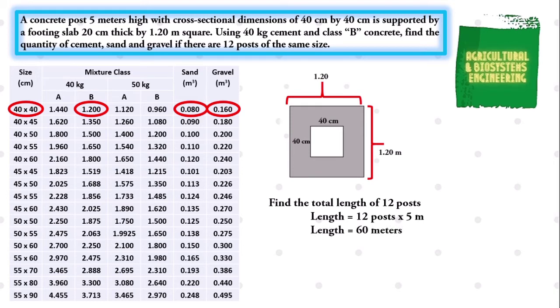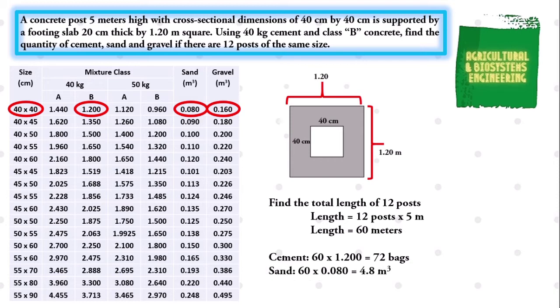After getting the total length, we can now compute for the quantity of the materials. We begin with the cement. We have the total length of 60 meters times the cement value of 1.200, giving us the quantity of cement to be 72 bags.